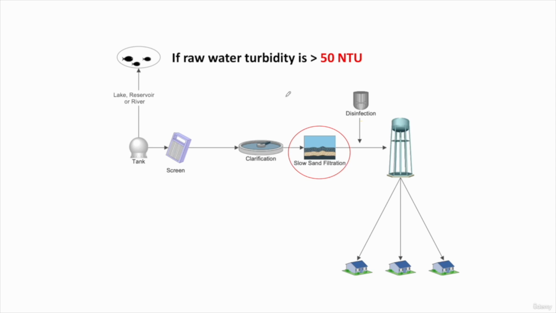Now, if the water's turbidity is higher than 50 NTU, we can just add a clarification tank as pretreatment, which is a simple sedimentation tank. Also, no need for coagulation and flocculation, no need for any type of chemical. So: screening, clarification, slow sand filtration, then basic chlorination, and the water is ready.